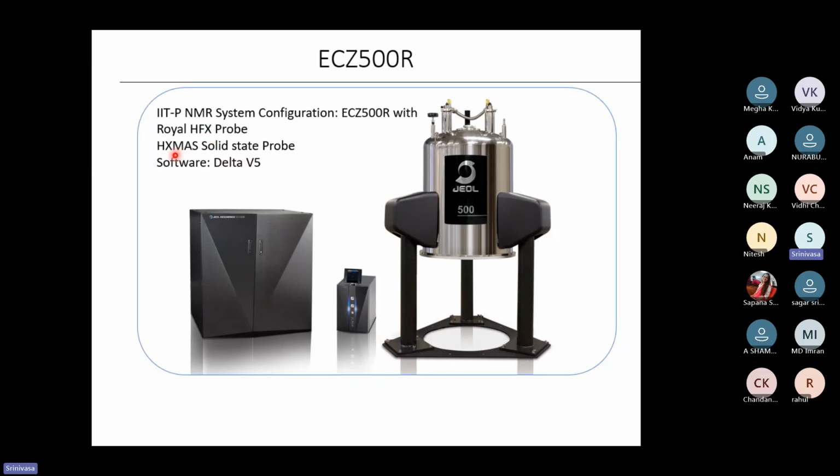In solid state, you have the HX MAS solid state probe. You can do a CP MAS experiment for different nuclei from phosphorus to nitrogen. And the software is Delta 5.E5. This is basically acquisition software, but there are currently free versions of Delta. Higher, latest versions of the software are available. You can download them for your data processing.